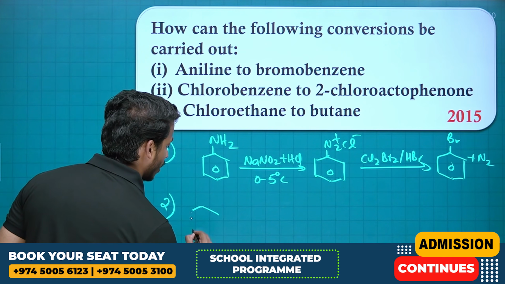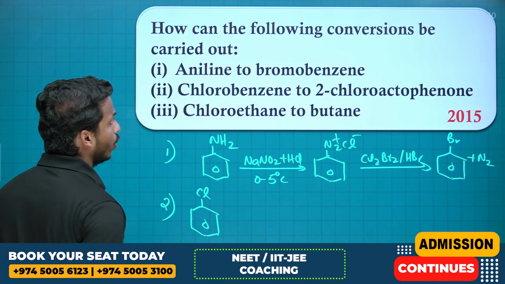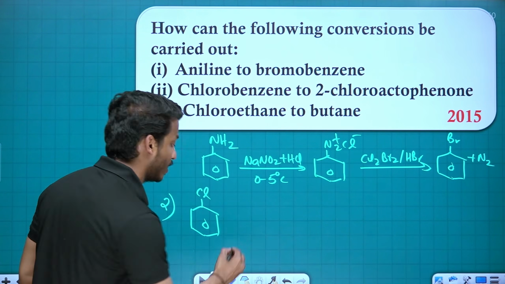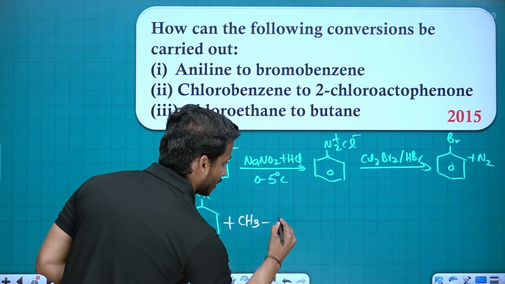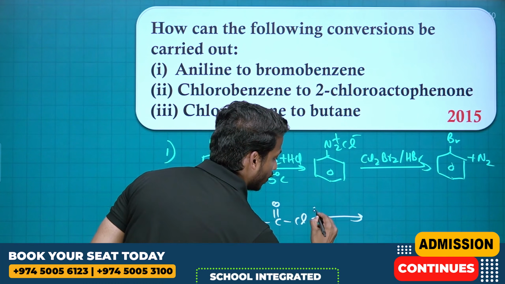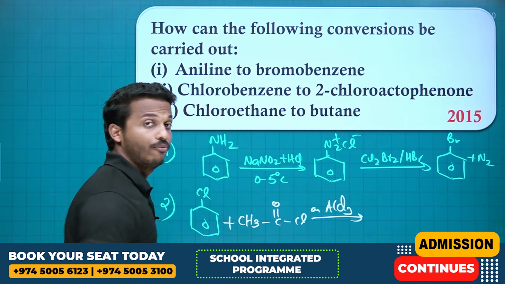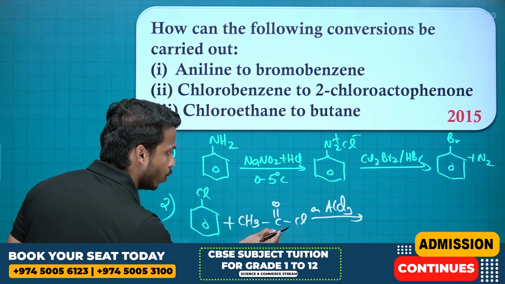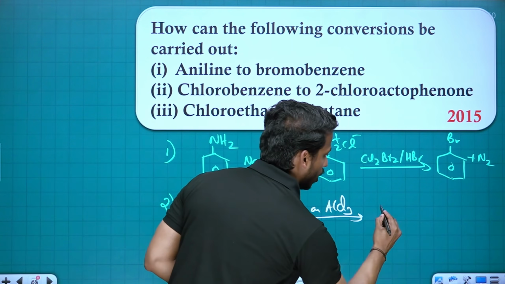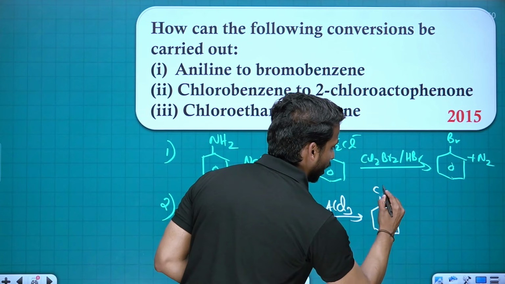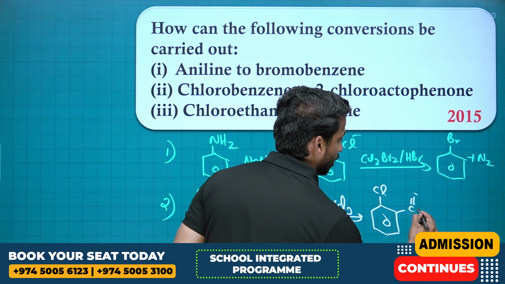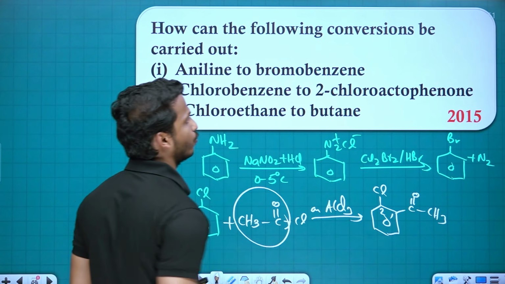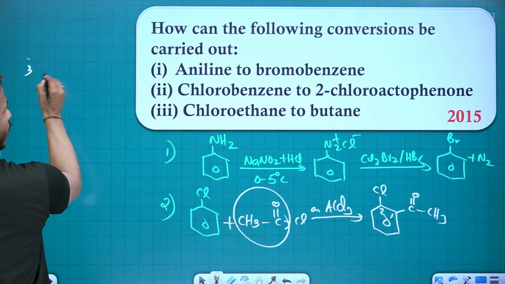Second one, how to convert chlorobenzene to 2-chloroacetophenone? This is nothing but our Friedel-Crafts acylation. Let me treat it with CH3COCl along with anhydrous AlCl3. You know, halogen is a weak ortho-para directing group. The acyl group goes to one ortho and one para position. So we need a COCH3, right? You know, ketone is the main group. So this is 1, 2. 2-chloroacetophenone can be produced.